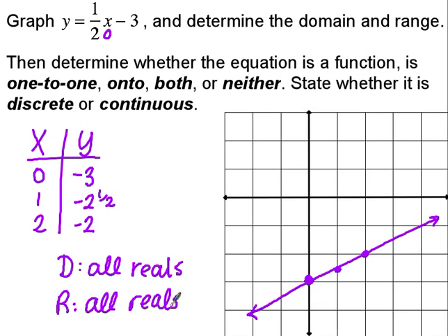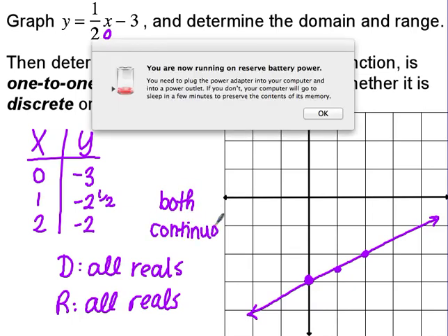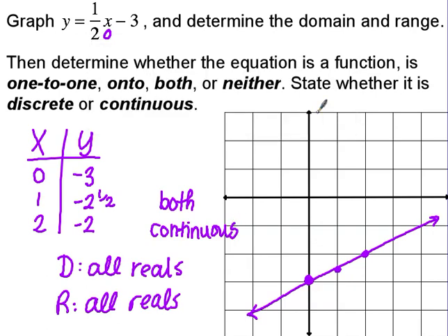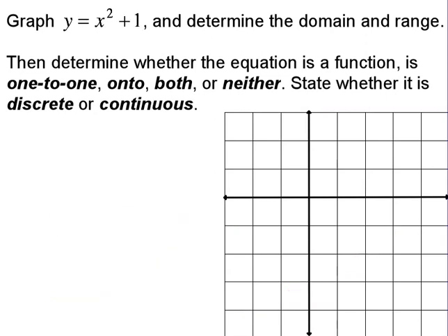So now let's figure out, is this 1-to-1, onto, both or neither? First of all, is this 1-to-1? Yes. Is it onto? Yes. So obviously then what would my answer be? Both. And then last but not least, discrete or continuous? Continuous. So going through those, you have to plot the points, identify domain, range, then 1-to-1, onto, both or neither, and then discrete or continuous.